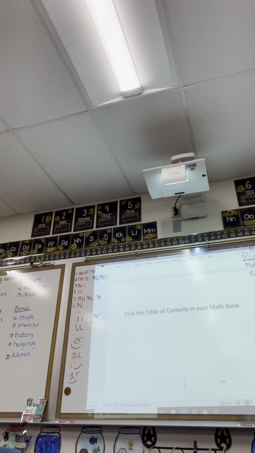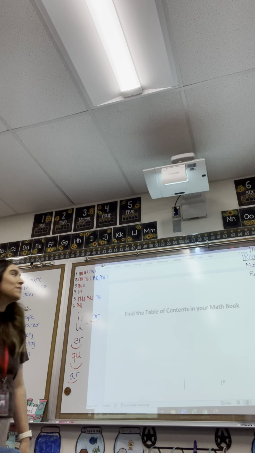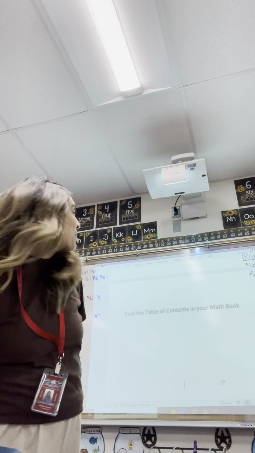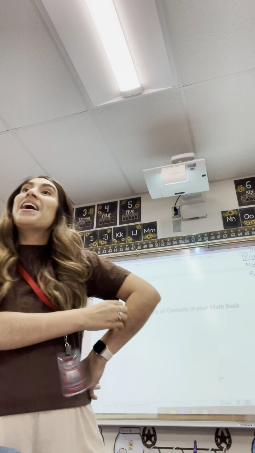All right. Good. There's your table of contents. Okay. How many of us knew that we had a table of contents in our math book? Okay, put your hands down. How many of us did not know we had a table of contents in it? Yeah. So it's going to help us.